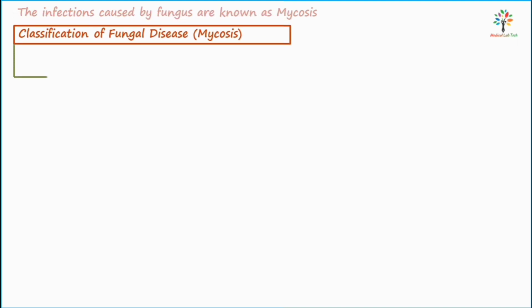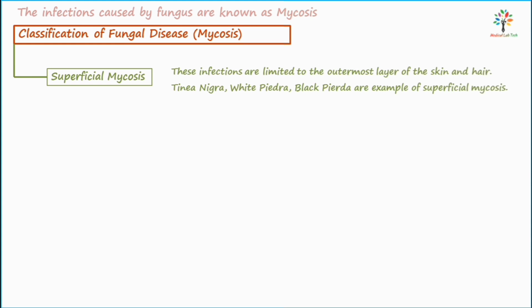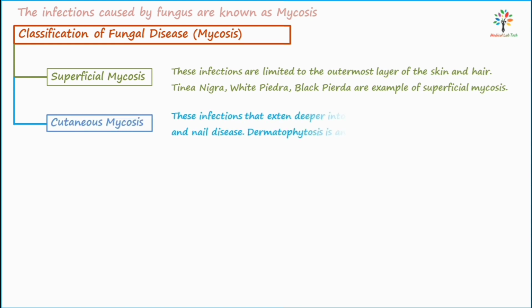We can classify fungal disease as superficial mycosis. These infections are limited to the outermost layer of the skin and hair. Examples are Tinea nigra, white piedra, and black piedra. Next is cutaneous mycosis. These infections extend deeper into the epidermis, as well as invade hair and nail. Dermatophytes are an example of cutaneous mycosis.